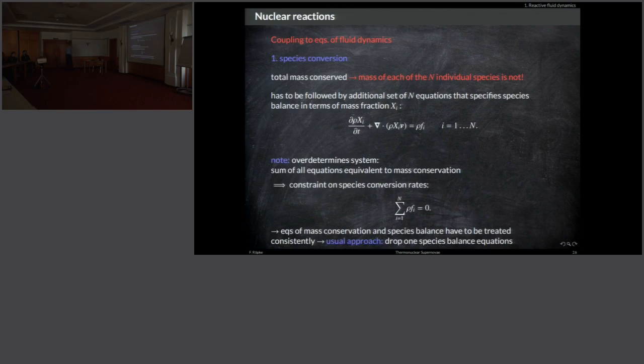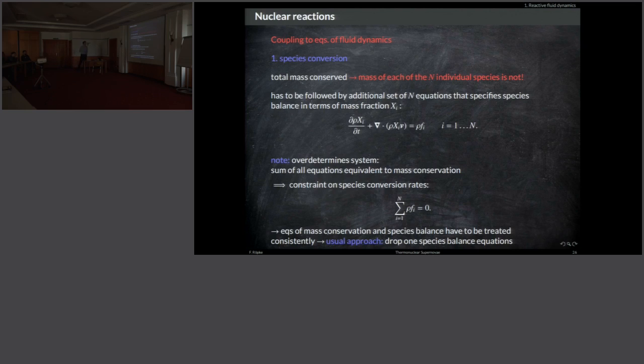Now, if we actually write down such a balance equation for each of the species we have in the system, then of course this will overdetermine the equations of fluid dynamics of our system, because we have the constraint that the sum of all equations must be equivalent to mass conservation. That already was our first equation of fluid dynamics. So therefore, we have to obey this constraint on the species conversion rates, so that the sum of all the right-hand sides of the nuclear network has to be 0.